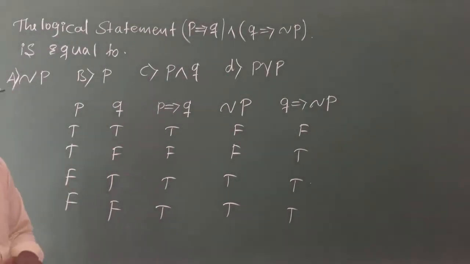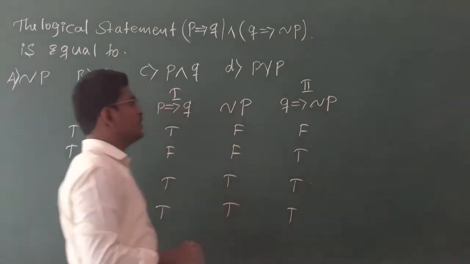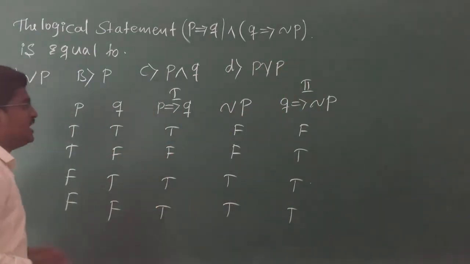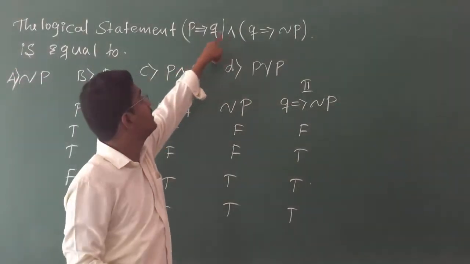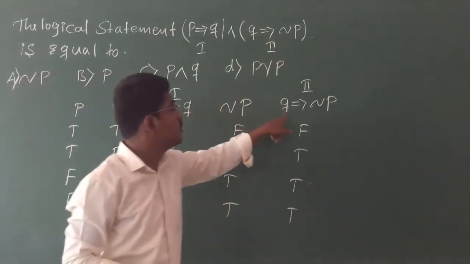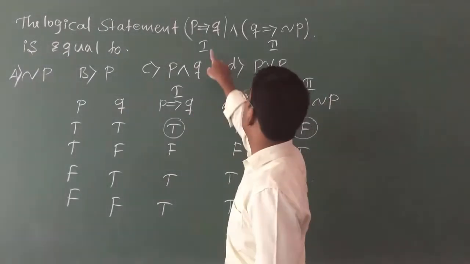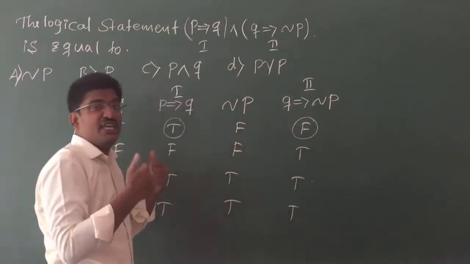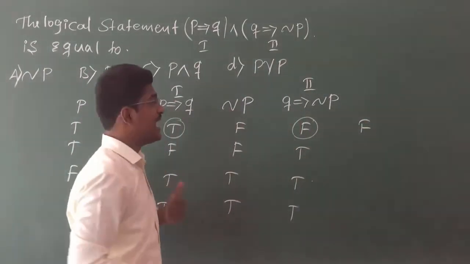So now what they are asking: P implies Q is 1. Q implies negation of P is 2. Clear? So 1 and 2 will be what they are asking. This is nothing but and. So 1 and 2 will be what? 1 is P implies Q. 2 is Q implies negation of P. 1 and 2 means calculate. That means true and false is what? True and false is what? That is false. Clear? 1 and 2, I am telling.